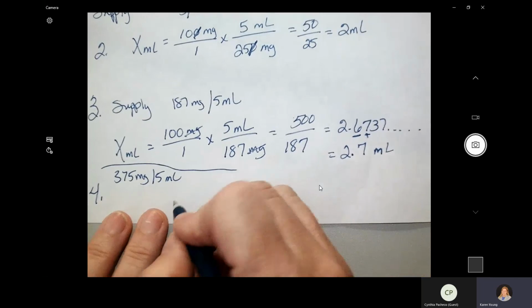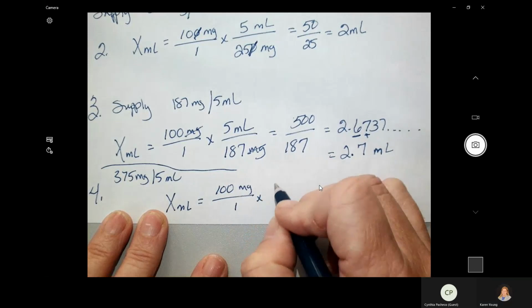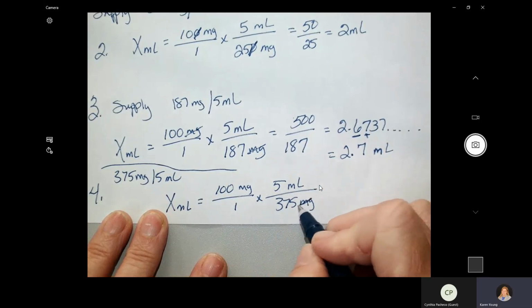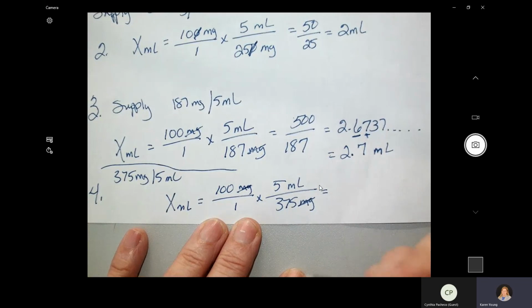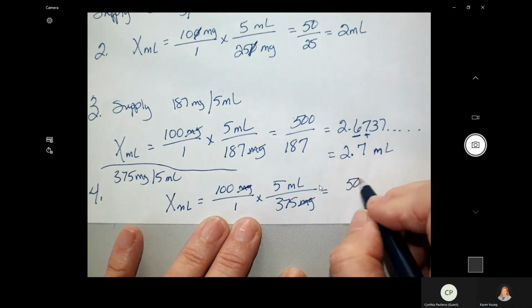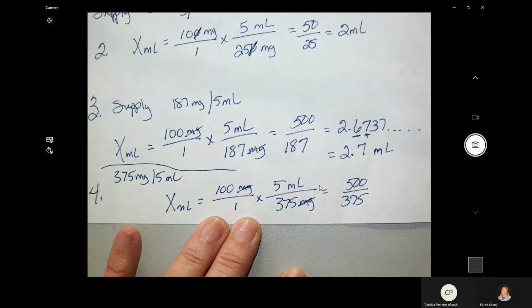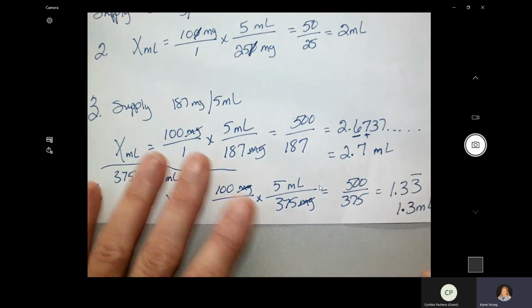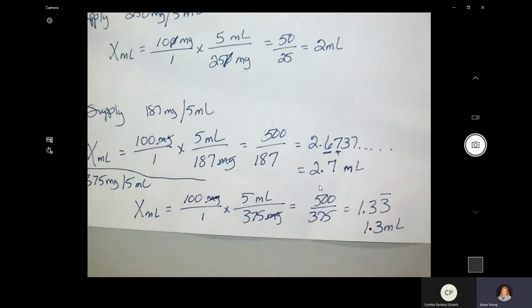So we're going to set it up, work it the same way. Milliliters over 375 milligrams. My milligrams are going to cancel. Again, I mean, 5 will go into 375, and 25 would go into 375, but that's a little harder than I want to do. So I'm going to do the 500 over the 375. And I get 1.3 repeating. Okay, so that's going to round to 1.3 milliliters. Now I look pretty fast on that. On those, but was there any questions on any of those?